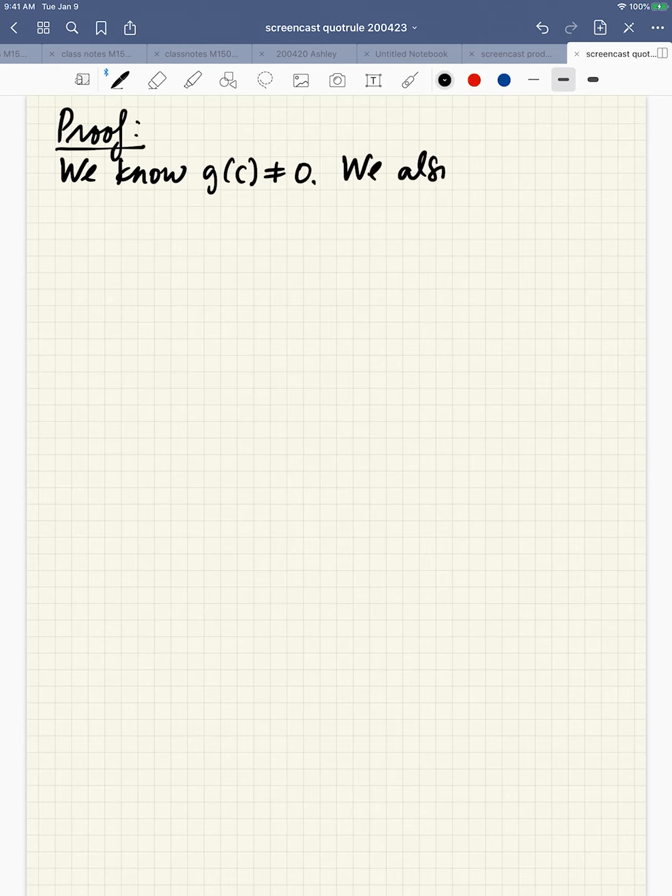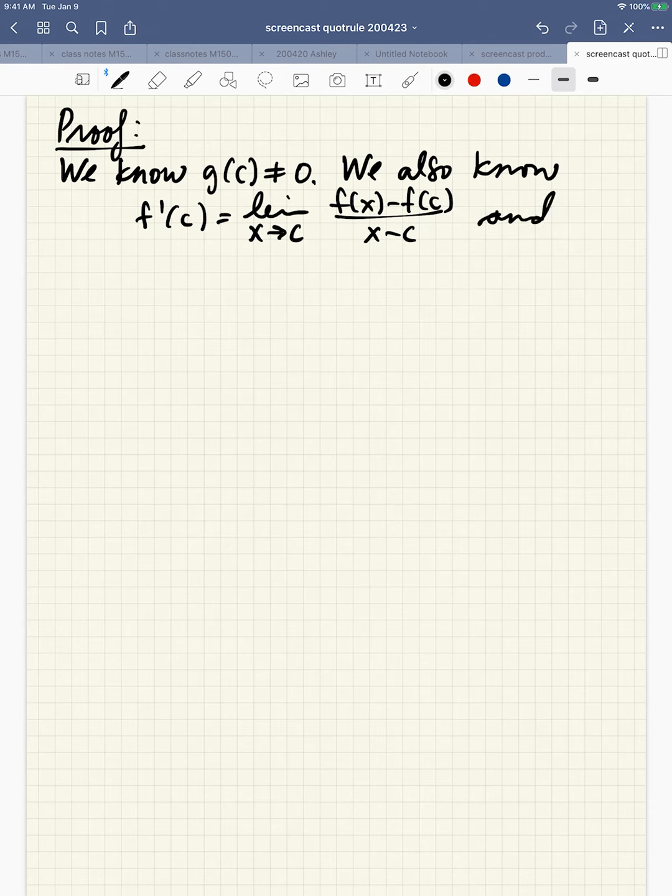Okay, here's the proof. I always like to begin a proof with a restatement of the things that we know. So we know g of c is not equal to 0. That's easy to write. We also know f prime of c exists and is given by this limit. And g prime of c exists, and it's given by this limit. And these limits here are just from the definition of the derivative. This is how we define g prime of c. So those are the things that we know.